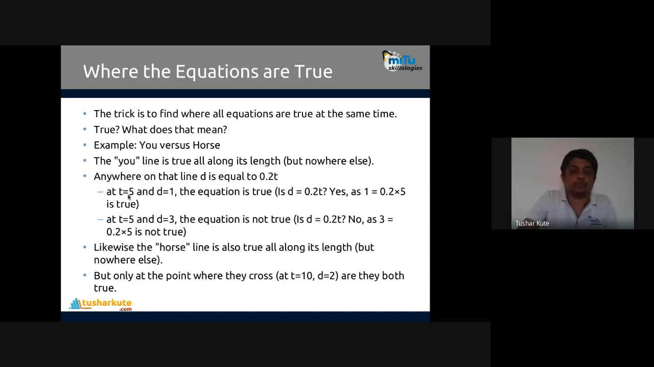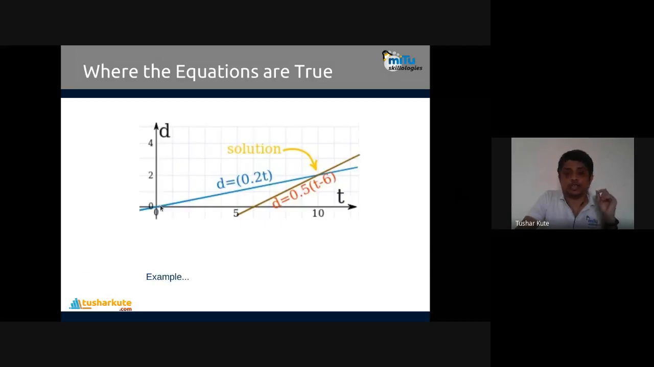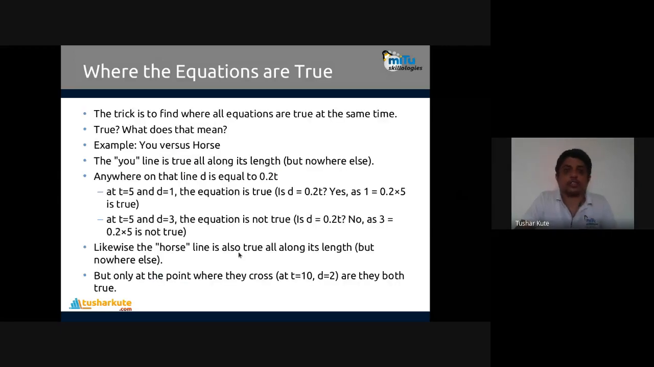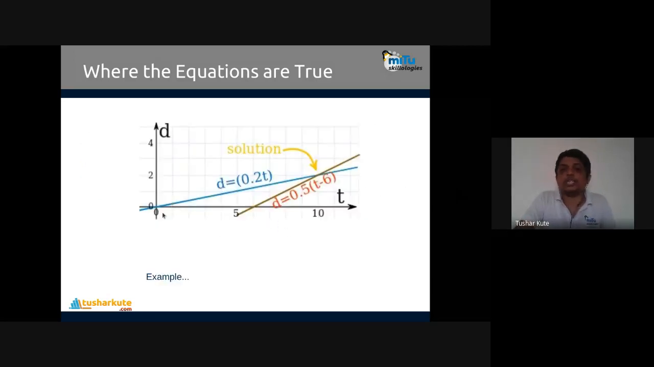So you can check it out here, at t is equal to 5 and d is equal to 1. Okay, time is equal to 5 and here you can check it. The same example I have just revised and shown over here, and in the bigger picture, that's where we have seen previously, this is your line and this is the horse line, correct? So at t is equal to 5, d is equal to 1. So you can see t is equal to 5 here, okay, and d is equal to 1 here.